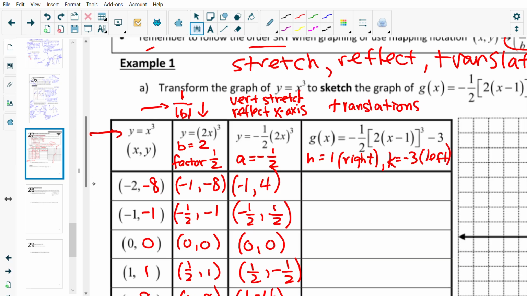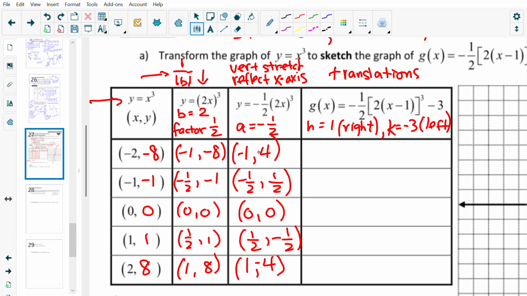Okay, so we're going to do two things at one time. So I'm going to take negative 1 and add 1, that becomes 0. And I'm going to take 4 and add negative 3, and that becomes 1. Okay, negative 1/2, I'm going to add 1, that becomes positive 1/2. And then 1/2, I'm going to add negative 3, that becomes negative 5/2. 0, 0, add 1, that becomes 1. Add negative 3 to 0, that becomes negative 3.